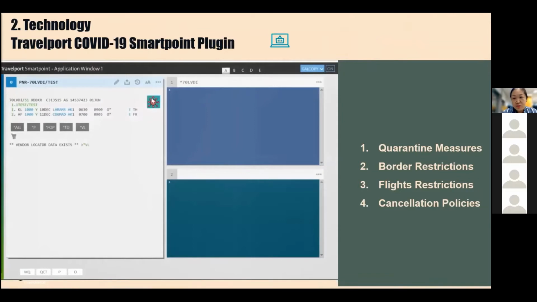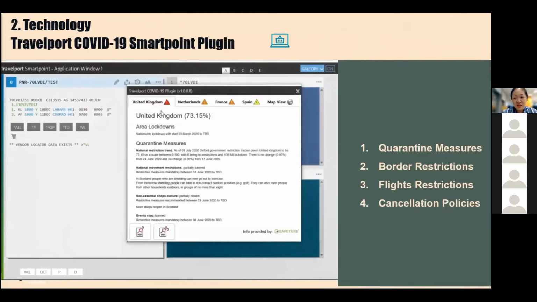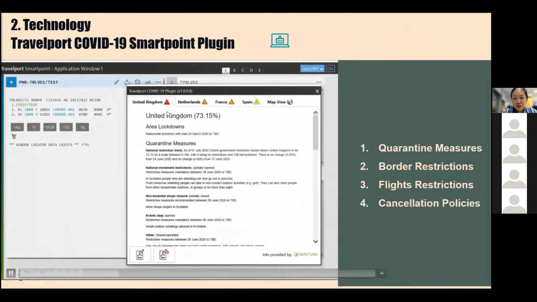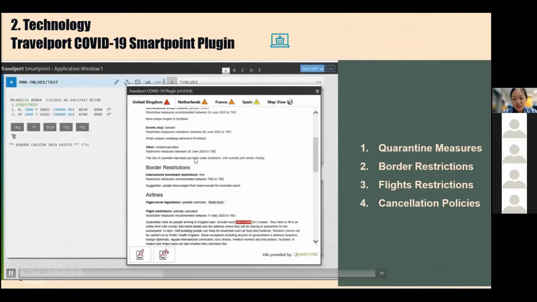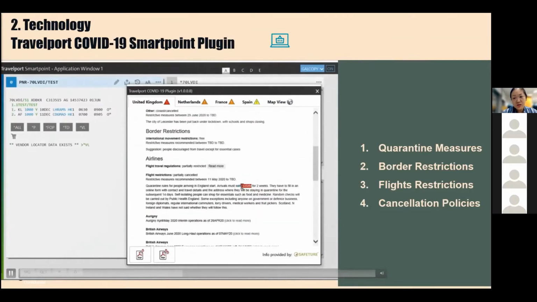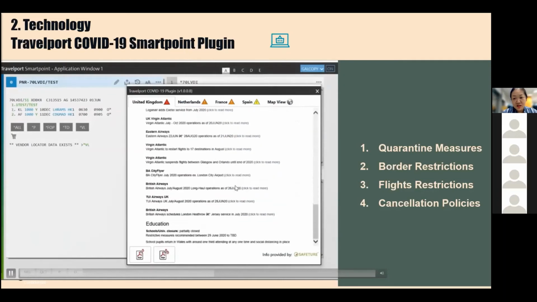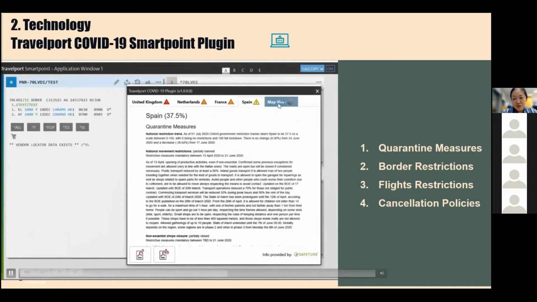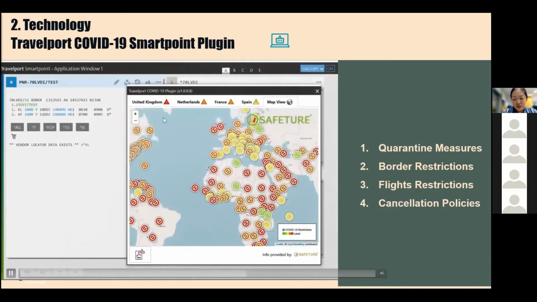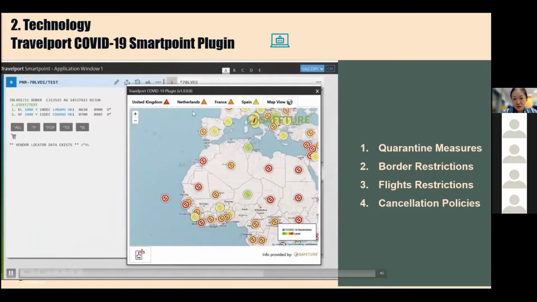So within the booking system is just one button to access COVID-19 information, including quarantine measures in each destination, border restrictions, flight restrictions, cancellation policies, and etc., so that the travel agents don't have to go to different websites, and sometimes each website has very inconsistent policies. It's very confusing.